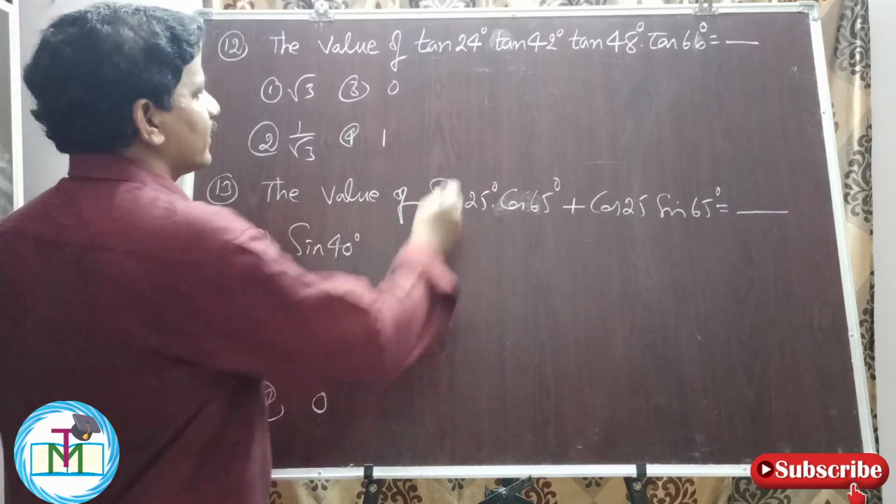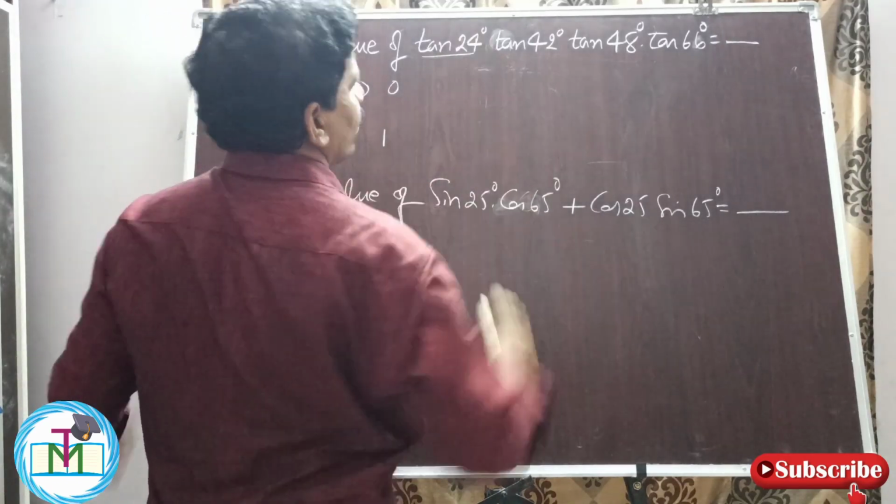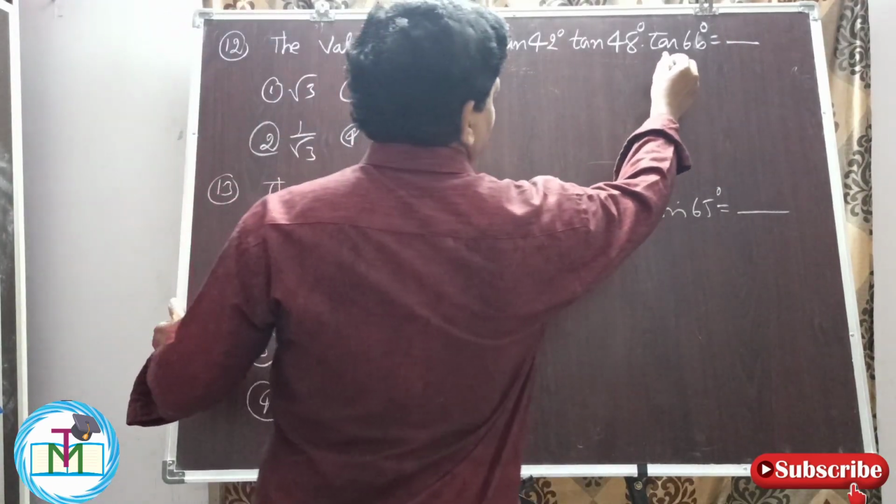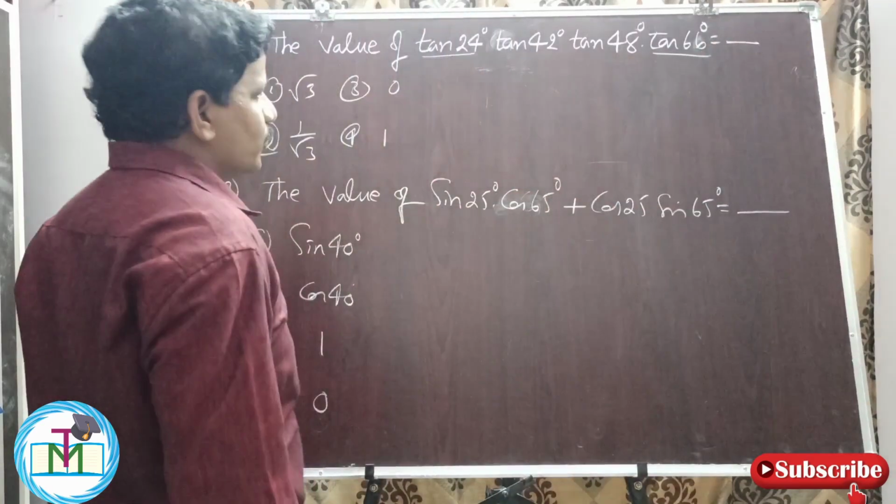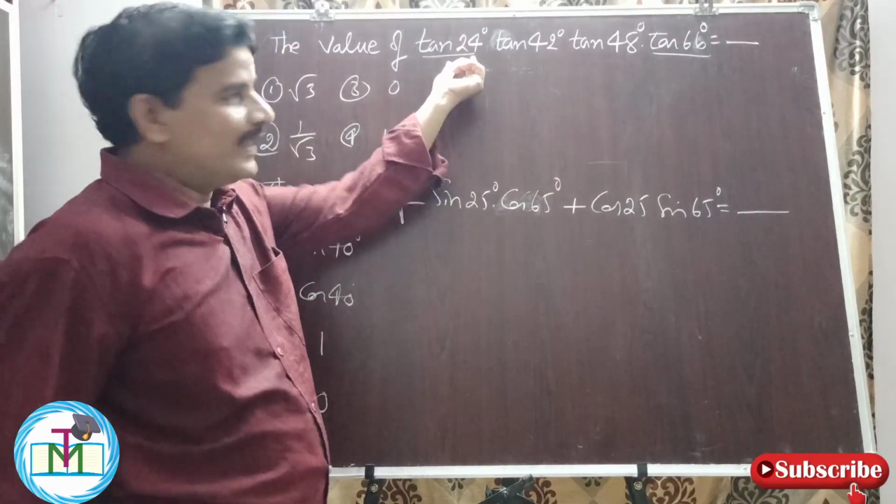Therefore here, tan theta into cot theta. This is tan 24, this is tan 66. So tan 24 can be written as what?